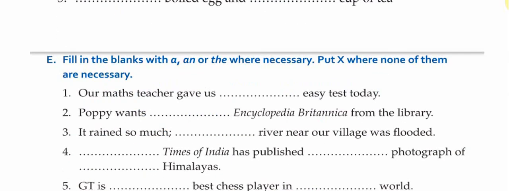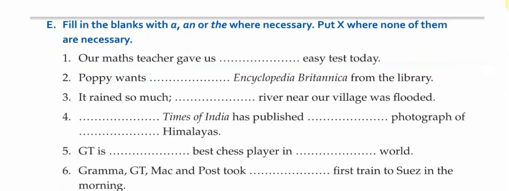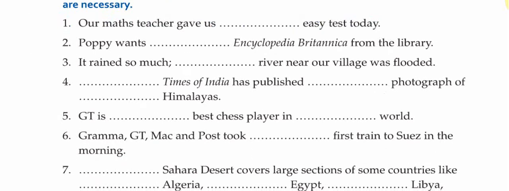And the last exercise. Fill in the blanks with a, an or the where necessary. Put X where none of them are necessary. Our maths teacher gave us an easy test today. Poppy wants the Encyclopedia Britannica from the library. It rained so much the river near our village was flooded. The Times of India has published a photograph of the Himalayas. He is the best chess player in the world.